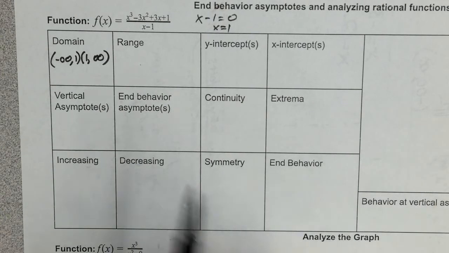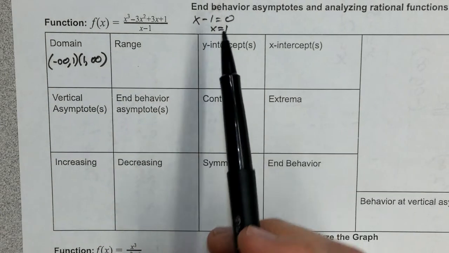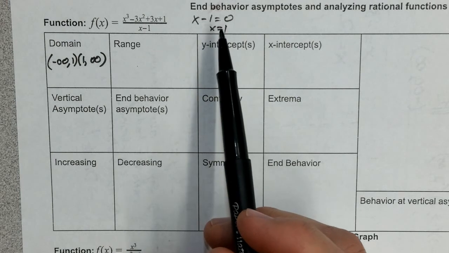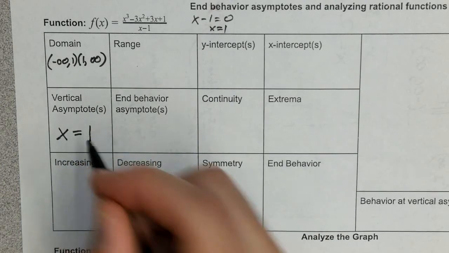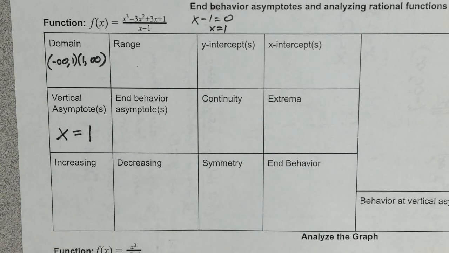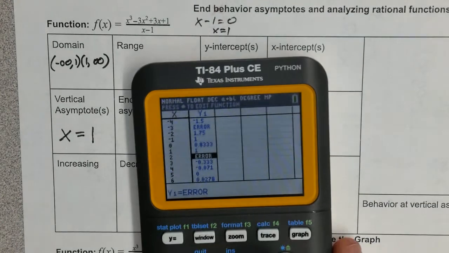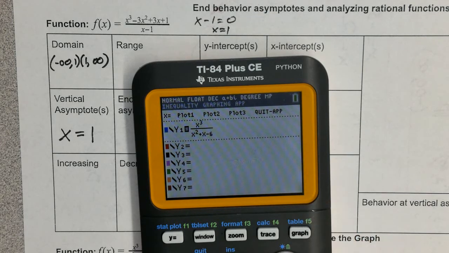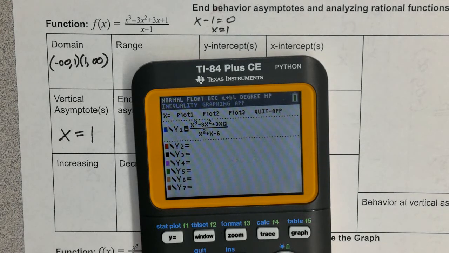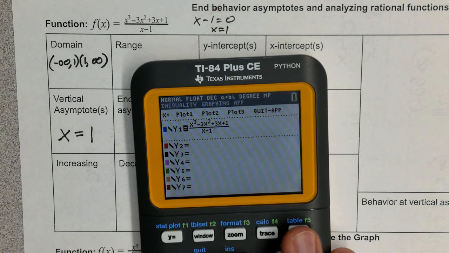The range, we're going to get that from the graph in a second, but from the previous video, we should know that x equals 1 is going to be a vertical asymptote. So we can fill that in right now. X equals 1 is a vertical asymptote. Right? We can go to our graphing calculator and type this in because we're going to need to do some analysis. We're going to plug in x raised to the third power minus 3x squared plus 3x plus 1, and then we're going to divide that by x minus 1. We'll hit graph.